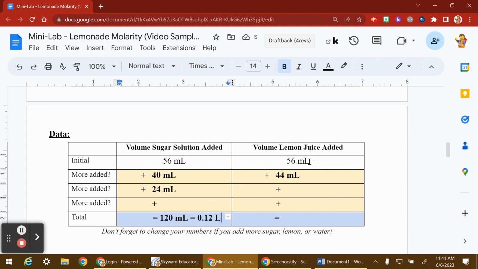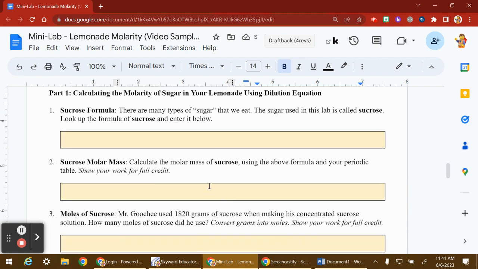On the lemon juice side, I started off with 56 milliliters of lemon juice and then added 44 milliliters for a total of 100 milliliters or 0.1 liters. I just divided by 1,000. So here's my data. Now on to the lab questions.